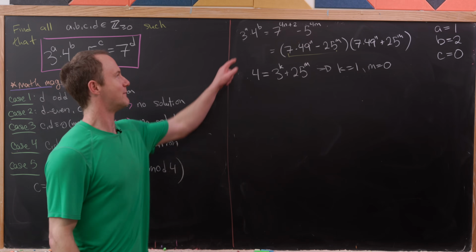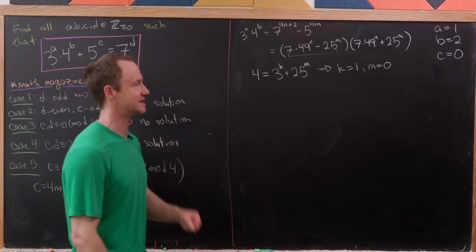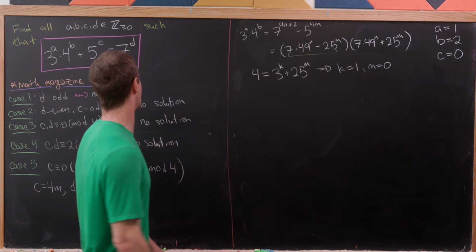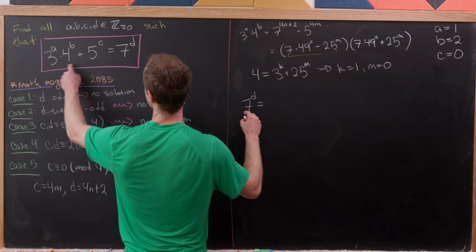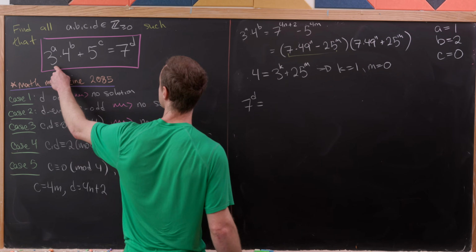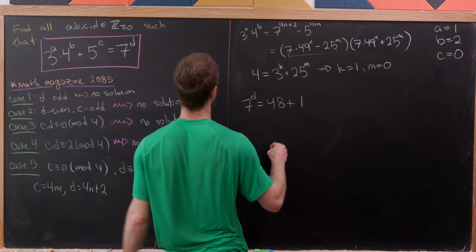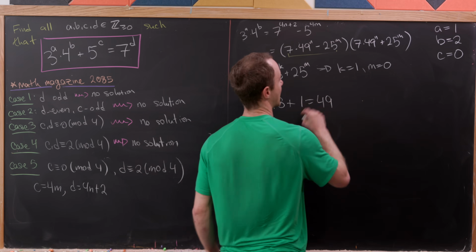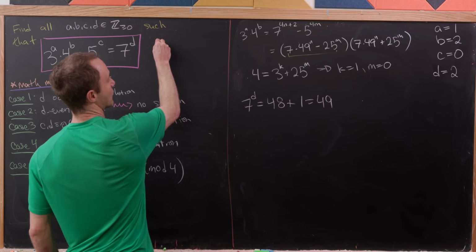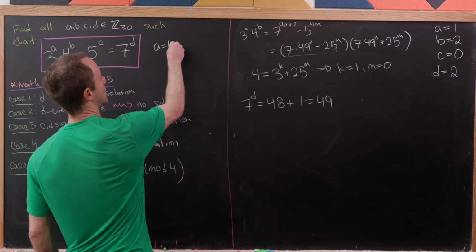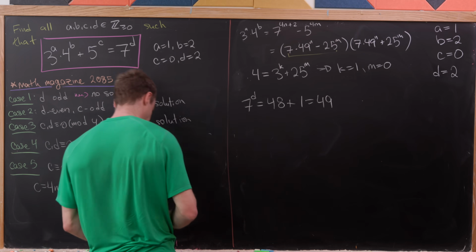And now we can loop that back into our original equation, and we'll very quickly have what d is. Actually, we don't need to futz around with this at all. We can just plug it in over here, and we'll have 7 to the d is equal to, let's see, 3 times 16, which is 48, plus 5 to the 0, or 1. This is 49, which means we get d equal to 2. Okay, so now let's collect that over here. We've got a solution. A equals 1, B equals 2, C equals 0, and D equals 2.